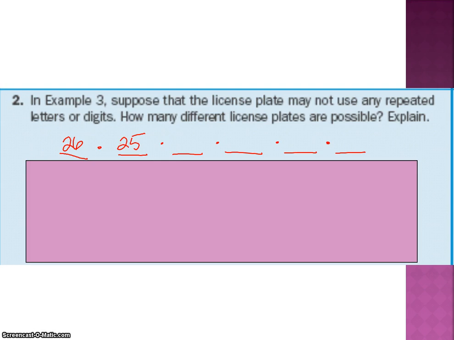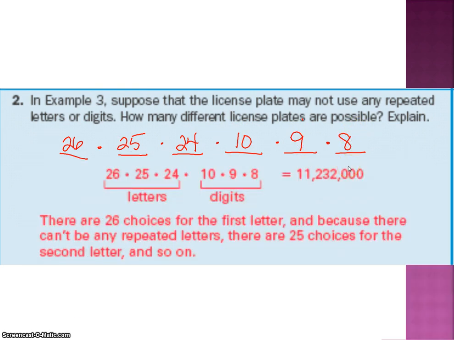So the first letter is 26 choices. The second letter, because you can't repeat, so you've already used one letter, is 25. The third letter is 24. Now we go to the digits. We start off with 10, 0 through 9. But then once we use one of the digits, we don't repeat. So it goes to 9 and then 8. Multiply this together. You have 11,232,000.